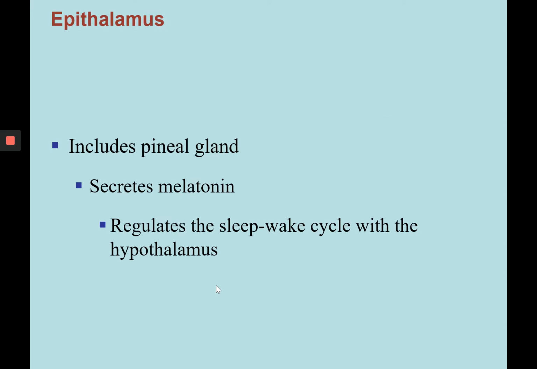And one of the last parts of the diencephalon is the epithalamus. The epithalamus is also known as the pineal gland. It usually involves some other structures, but its primary one is going to be the pineal gland, which secretes melatonin. The pineal gland regulates the sleep and wake cycle, and it's going to work with the hypothalamus. Again, that was why regulating circadian rhythm was another role of the hypothalamus.